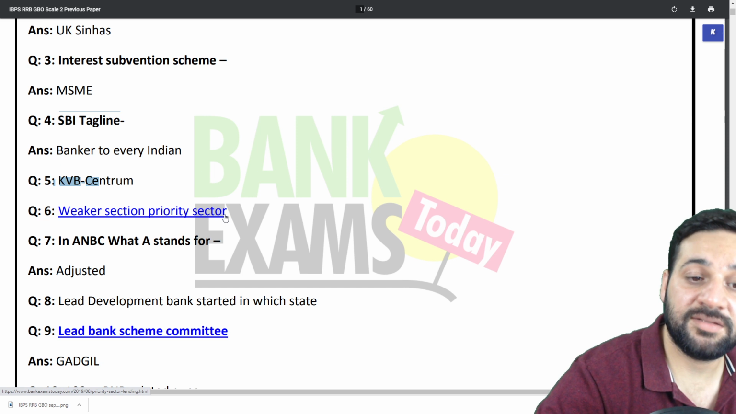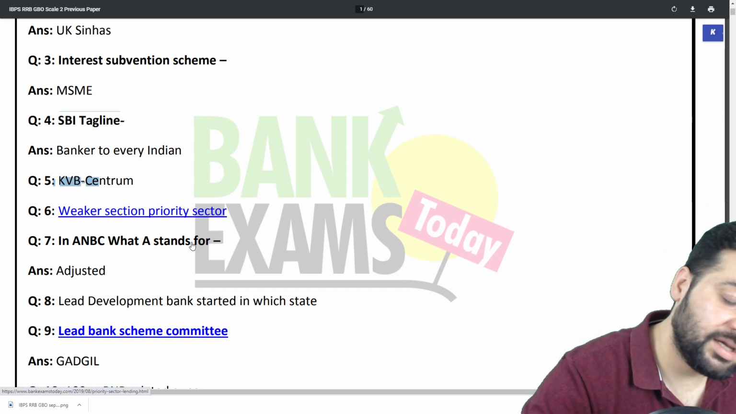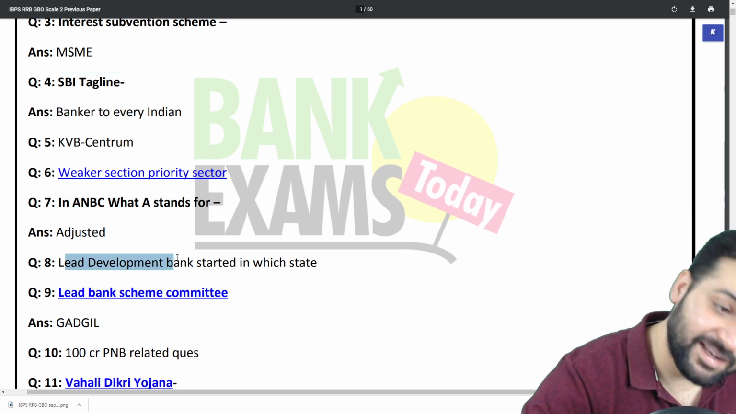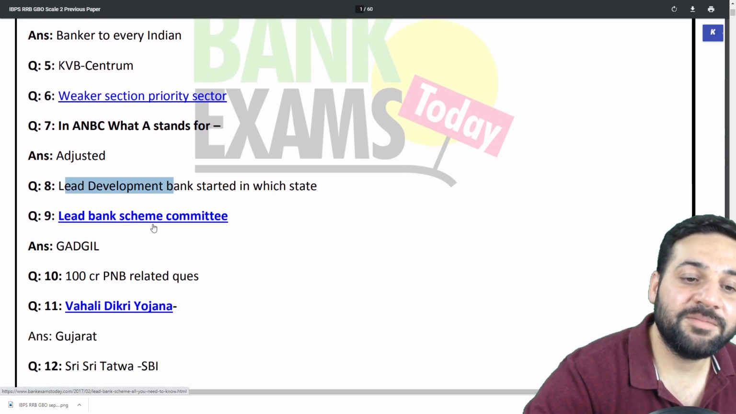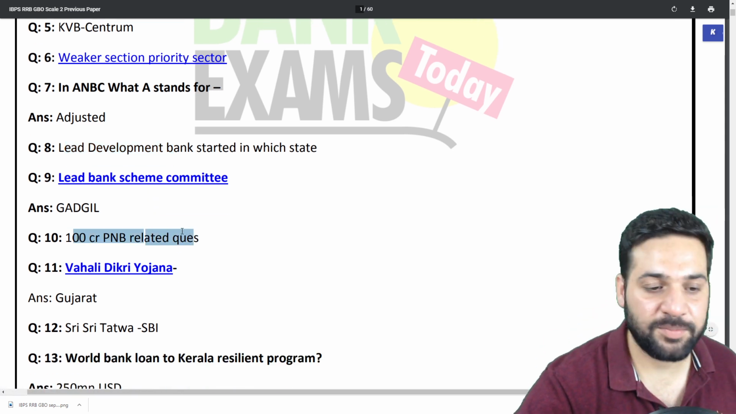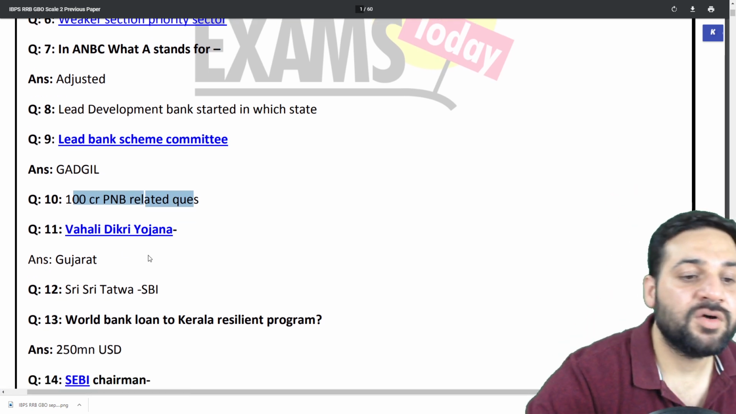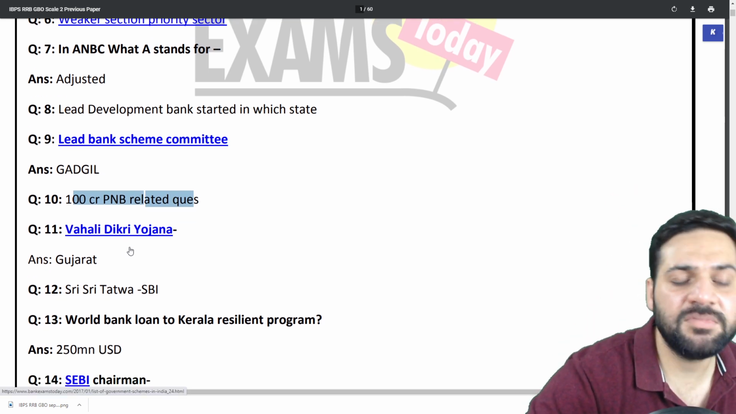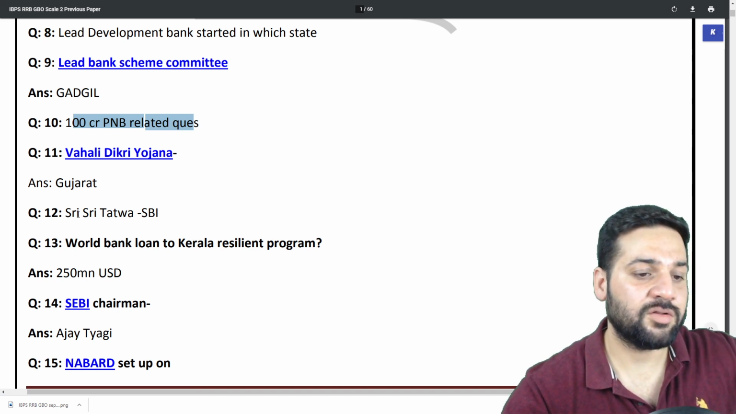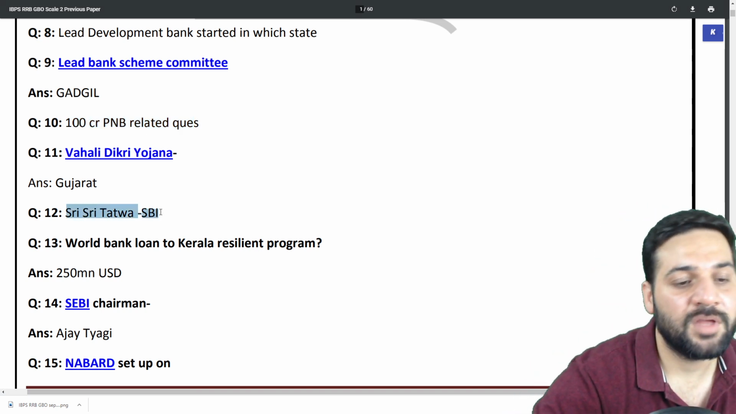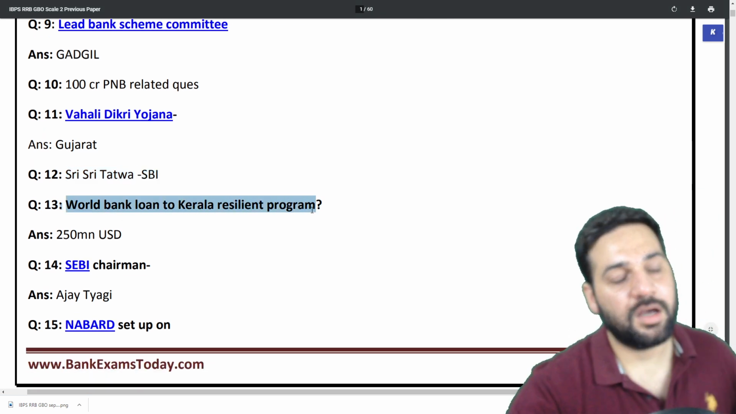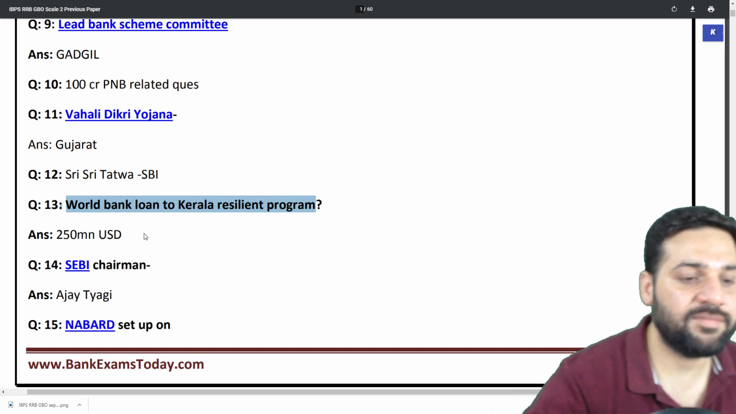Weaker section priority sector lending definition came. Then again RBI circular. ANBC again RBI circular. Lead Development Bank again RBI circular. Lead Bank Scheme Committee RBI circular. A 100 crore PNB related question came. This is banking awareness. A government scheme, again financial awareness. The merger of SBI and its associates, this happened. This is like financial awareness. World Bank gives loan to Kerala Resilient Program. This is financial awareness.